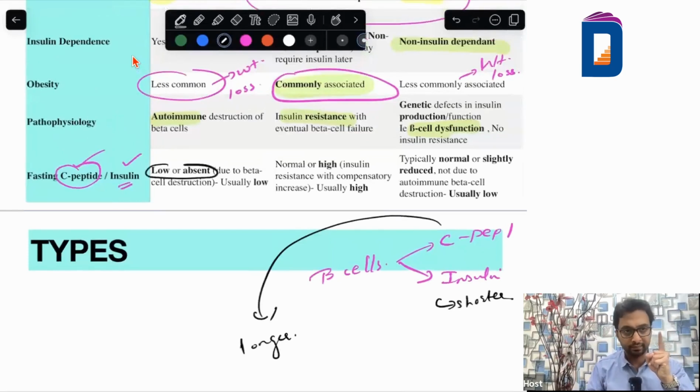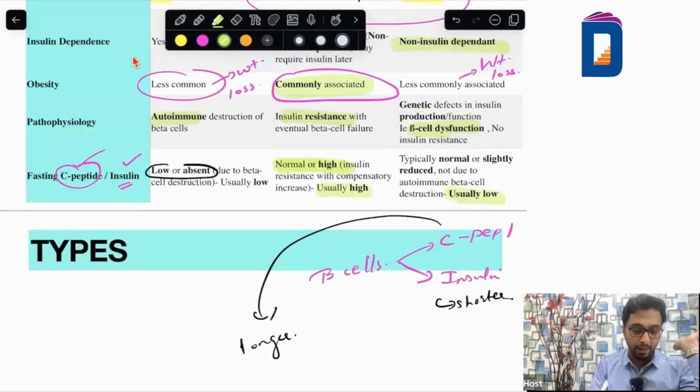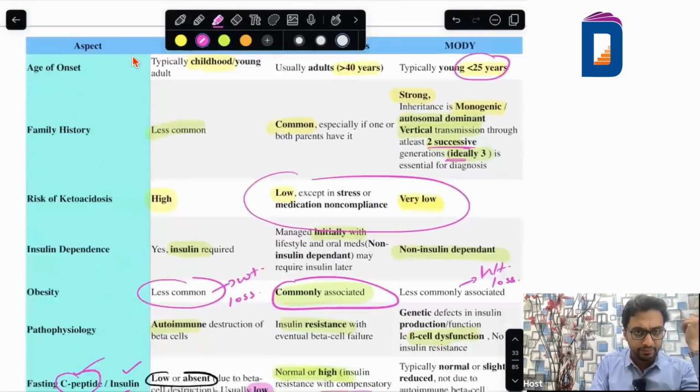Lower or absent in type 1: no insulin. In type 2, we said it is basically insulin resistance. Insulin is there, so though insulin is gone, C-peptide will be high, usually high. In MODY, again, there is dysfunction. It is not that it is absent in MODY. It is still there, but low again. So please note, both of these are low, whereas this is high. Understandably, it is all about resistance. Understood? All of you?